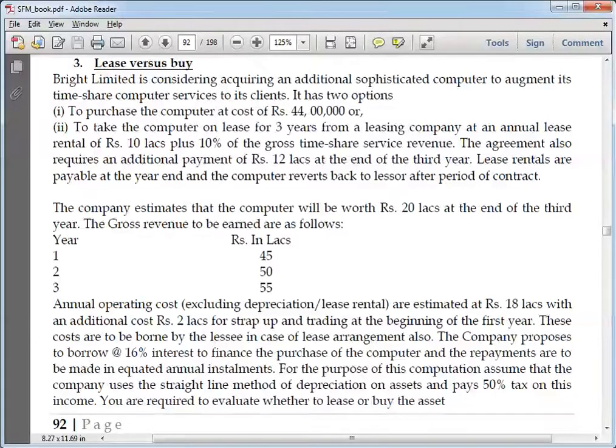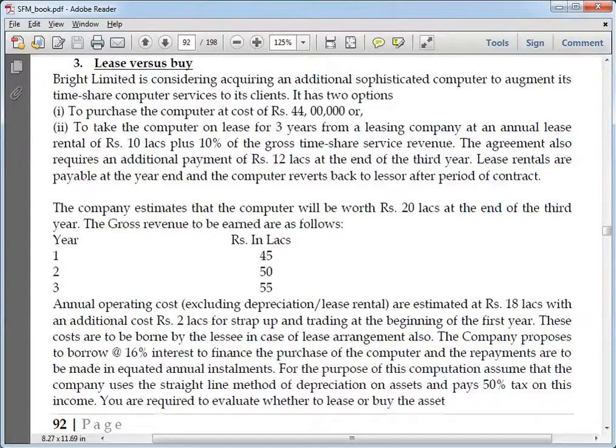So our objective is not to analyze the profitability of the computer. When I have to analyze the profitability of the computer, then I'll have to do initial outflow. That is like a capital budgeting decision. Initial outflow is 44 lakhs. In between flows 45 lakhs minus this, 50 lakhs minus this 50. That is capital budgeting.